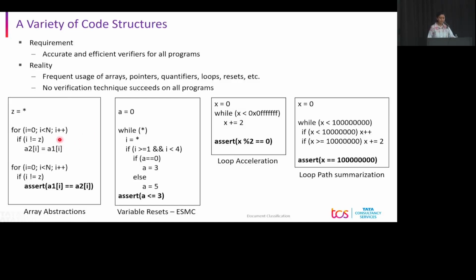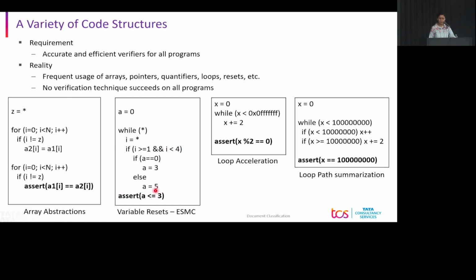So this is a program which requires array abstractions. Why? Because for all elements of A2 and A1, they are the same except for when I is equal to Z, which is coming from the environment. So this is a quantified invariant, and so this requires array abstractions. The size of the array is also unknown, so it won't scale up using BMC.